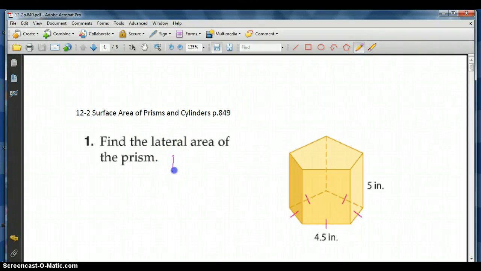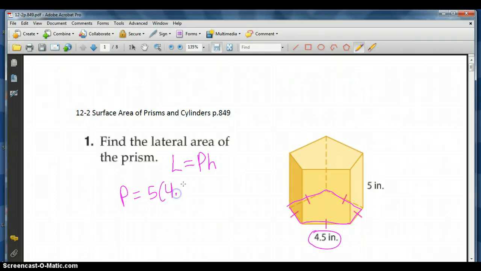The formula that we use for lateral area is perimeter times height. So we need the perimeter of the base. The base in this case looks to be this regular pentagon. So we have 5 sides, and each side is the same length. It is 4.5 inches. So our perimeter will be 5 times 4.5.